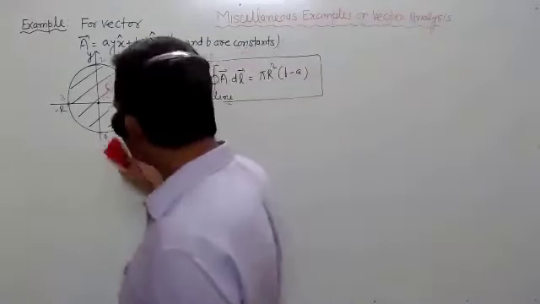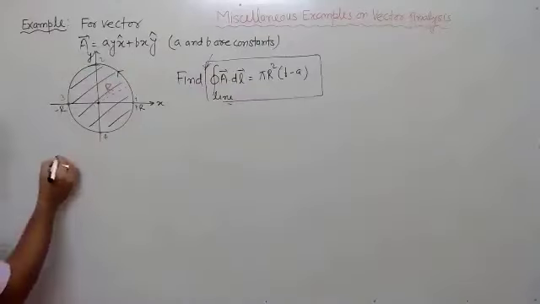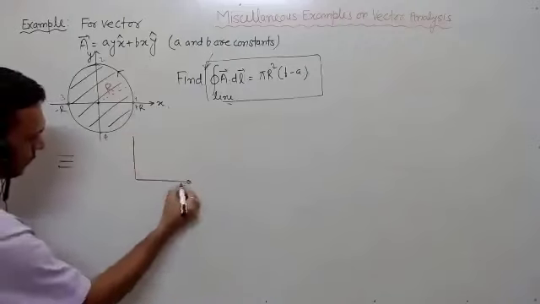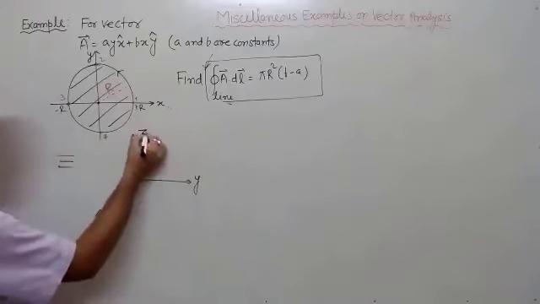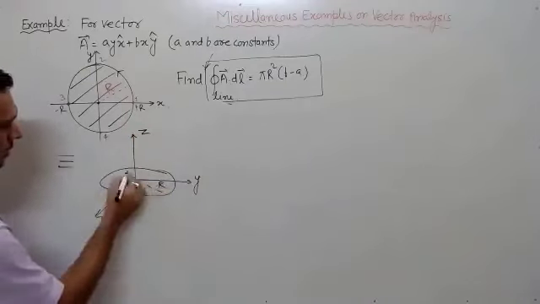So let us compare this with cylindrical symmetry. We can redraw this in this form, because in cylindrical symmetry you have to show the circle in the xy plane, and this is the z axis. So this is the circle, and the radius is r.